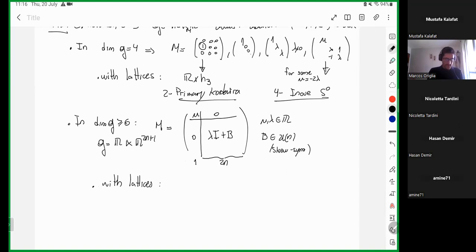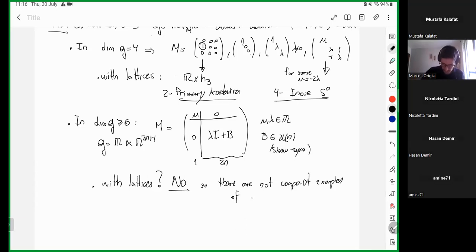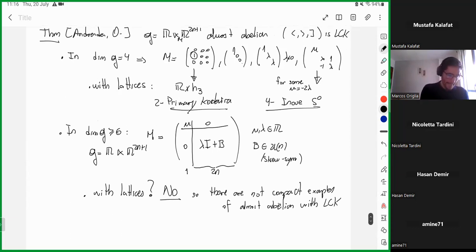But in this case, if the dimension is greater than four, there are not. So there are not examples of compact examples of almost abelian with LCK structure. That's the situation for almost abelian. Okay.